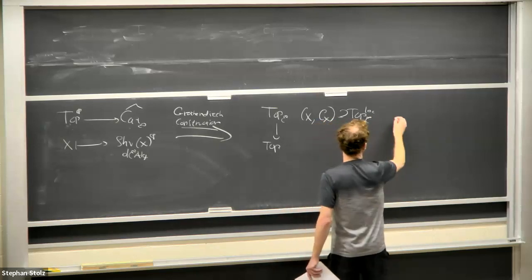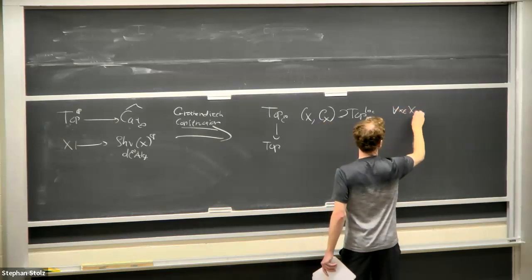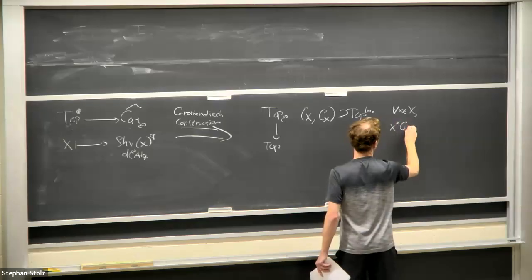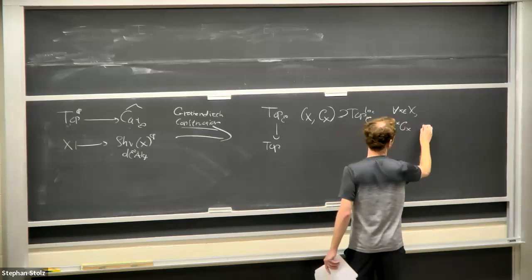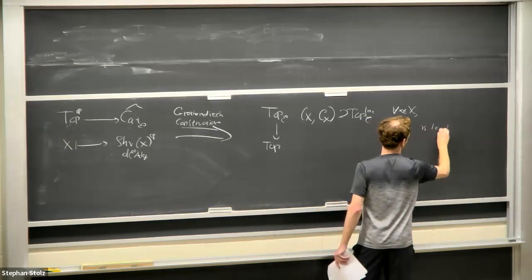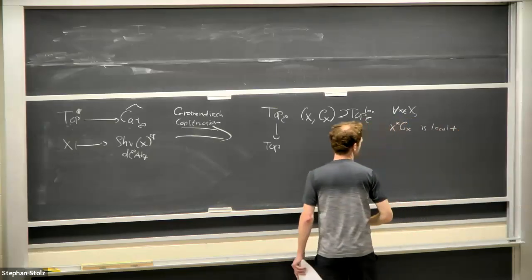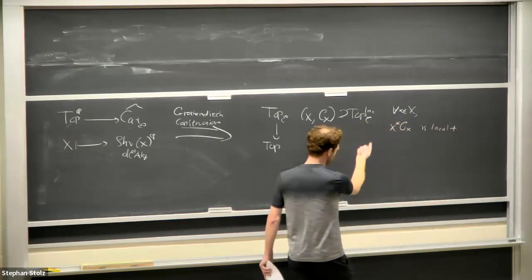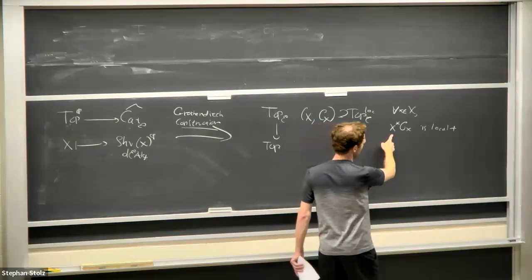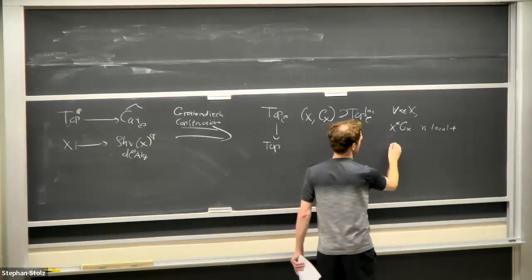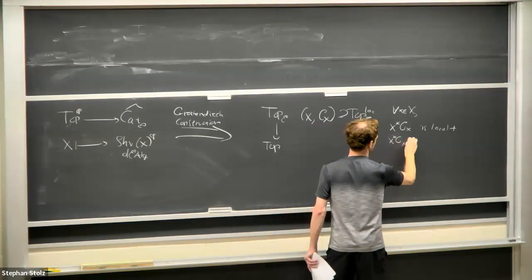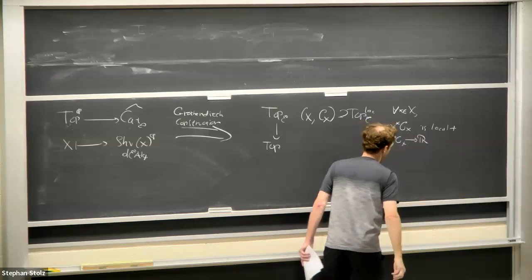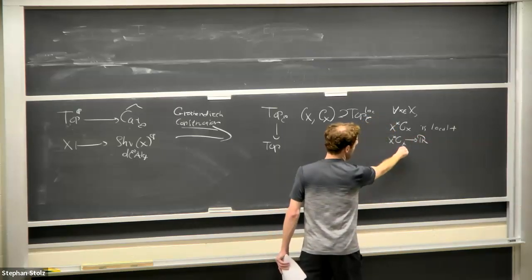So what you demand is that, of course, for all x in X, the stalk of the structure sheaf is a local ring. Plus, in this smooth setting, you don't just demand that the ring is local, but you also demand that its residue field is R. So you demand that this ring has a pointing.